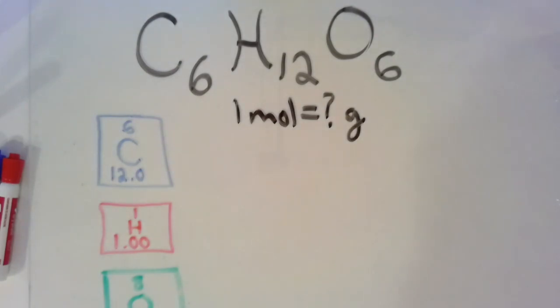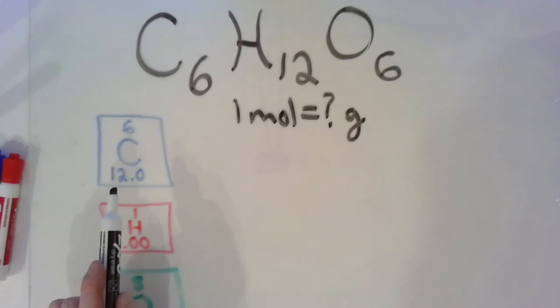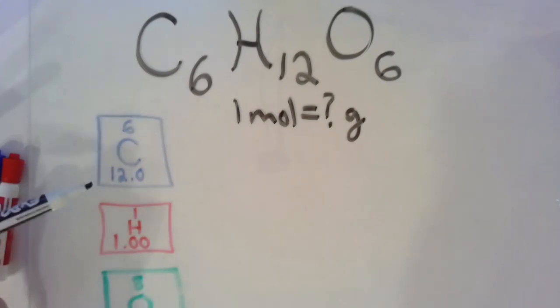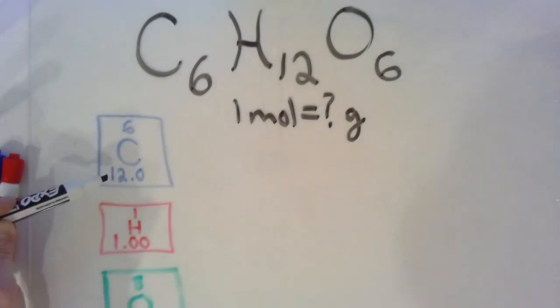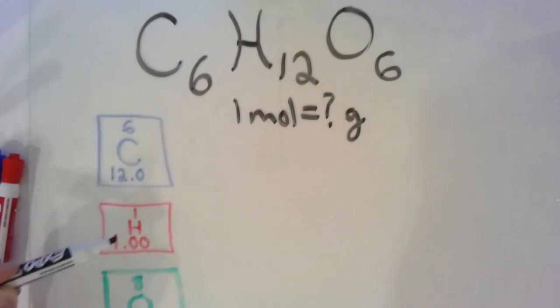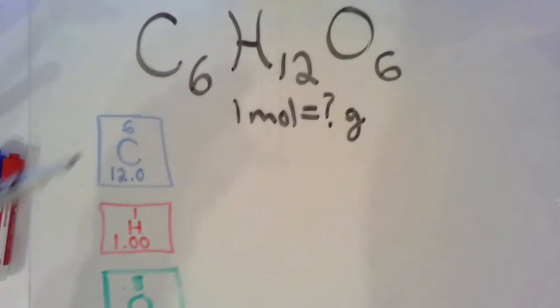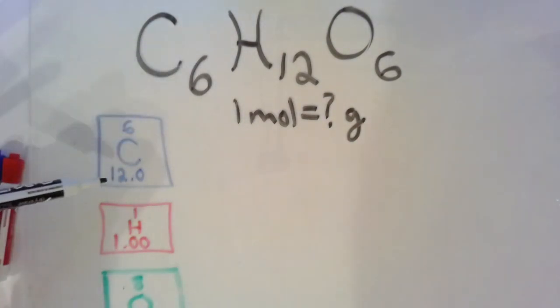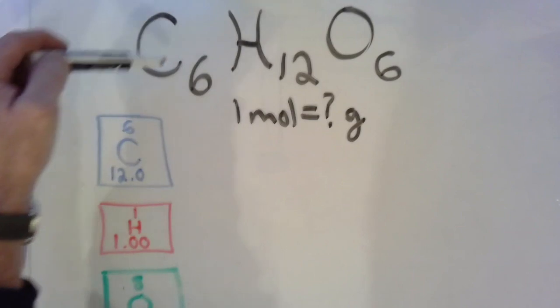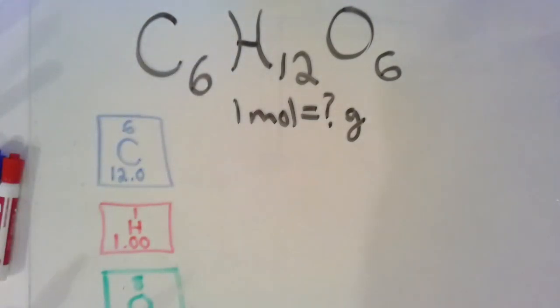So if I'm doing this calculation, I need to go to my periodic table. And we know that carbon is 12 grams per mole. Hydrogen is 1 gram per mole. And oxygen is 16 grams per mole. But remember, think back to when we did water. We need to account for not 1 mole of carbon, but how many 6 atoms worth, or 6 moles of carbon, are going to be worth.